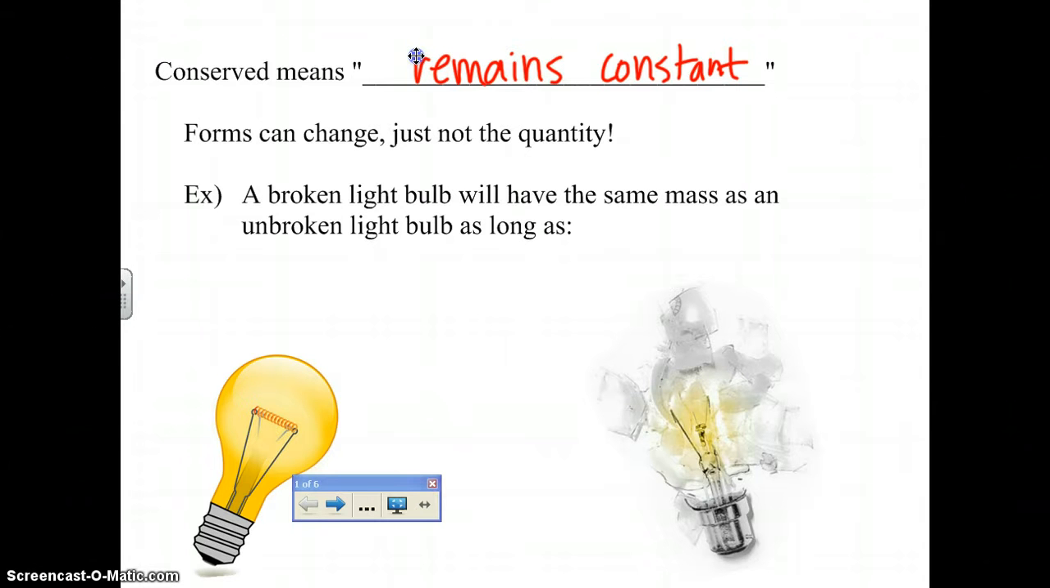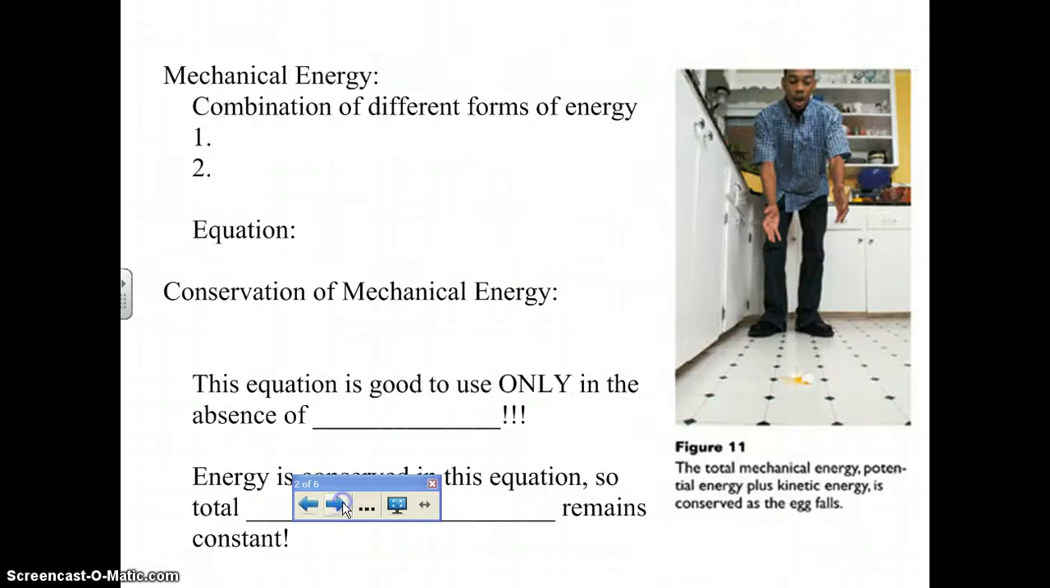So for instance, you drop a light bulb and you're able to sweep up just the light bulb pieces, no dirt or anything like that, then you should be able to see that the mass before broken equals the mass after broken. So that would be conservation or conserved.